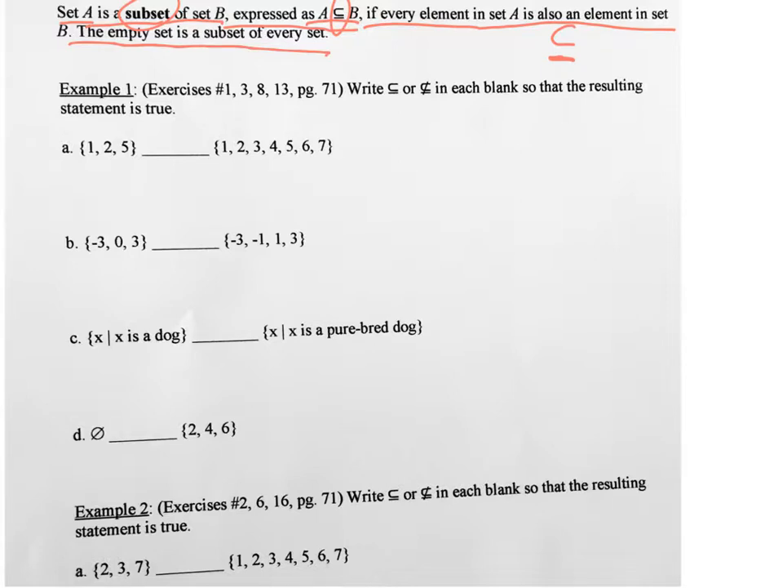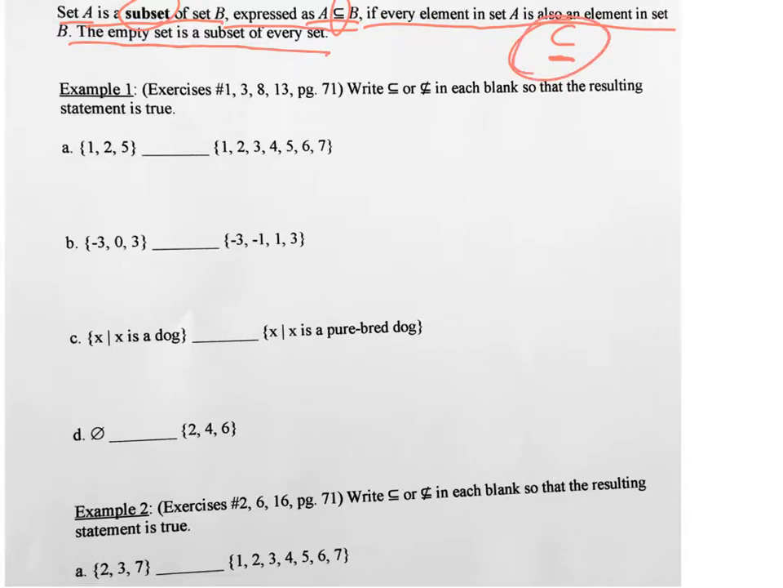So if you see everything in the set on the left in the set on the right, we say it's a subset. Now, even though the order of the elements inside a set does not matter, the order of the sets around a subset symbol does matter.